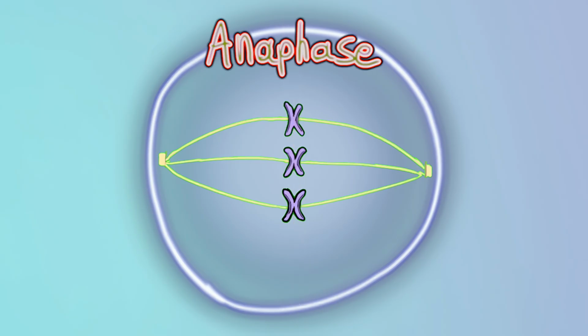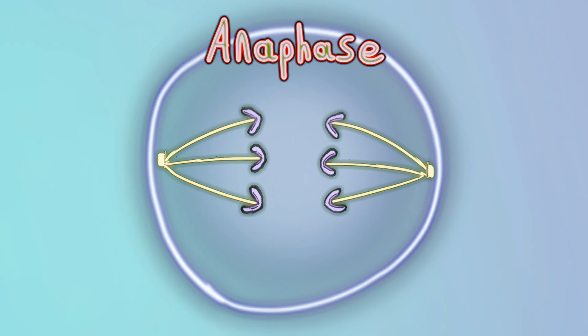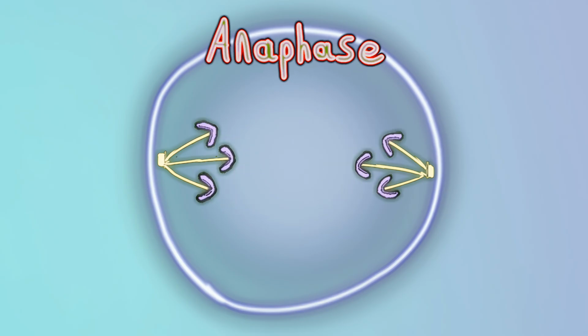Next phase is anaphase, where the sister chromatids are separated from one another and pulled to the opposite side of the cell, each one forming a V-like shape.